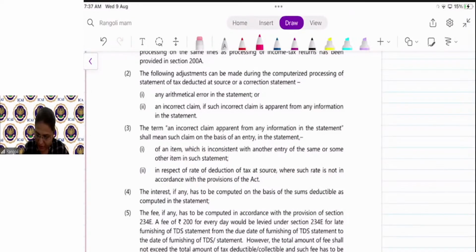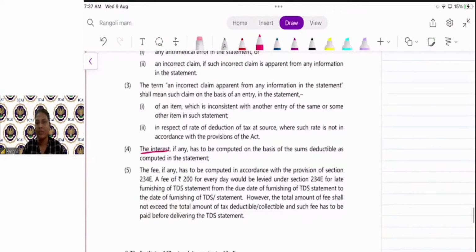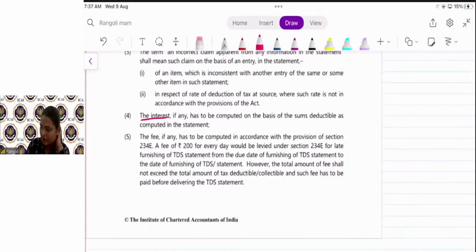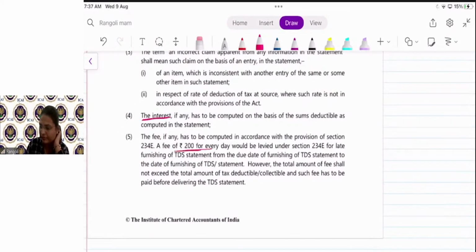Now, say for example, if I miss the due date for the TDS return, then there is a late filing fee for the TDS return, that is 200 for every day. 200 for every day. So for the first quarter, that is April to June, the due date is 31st July for the TDS return.